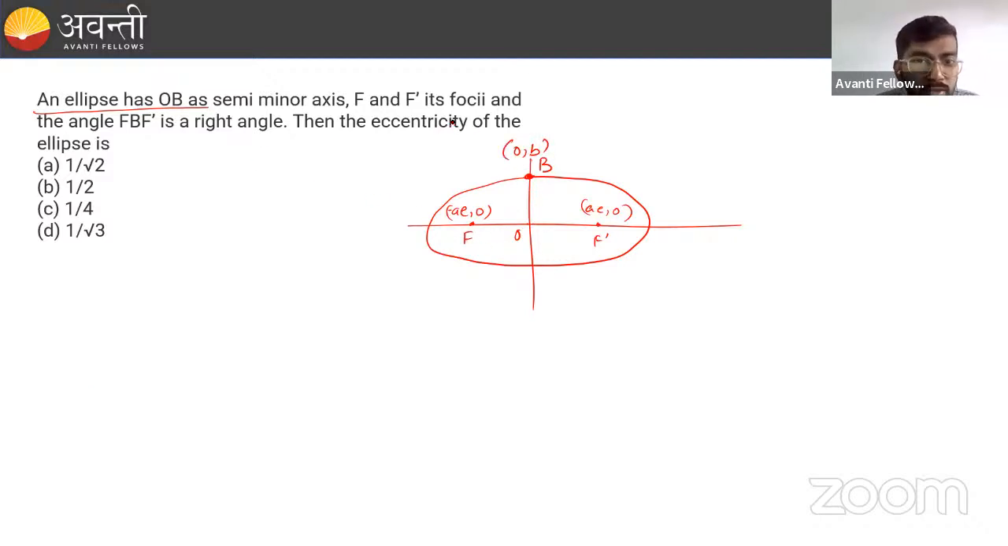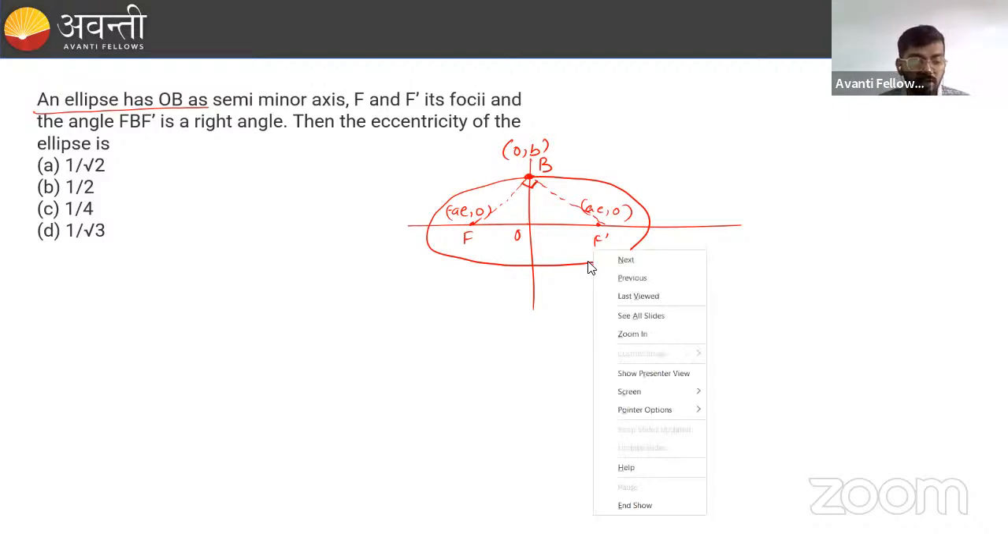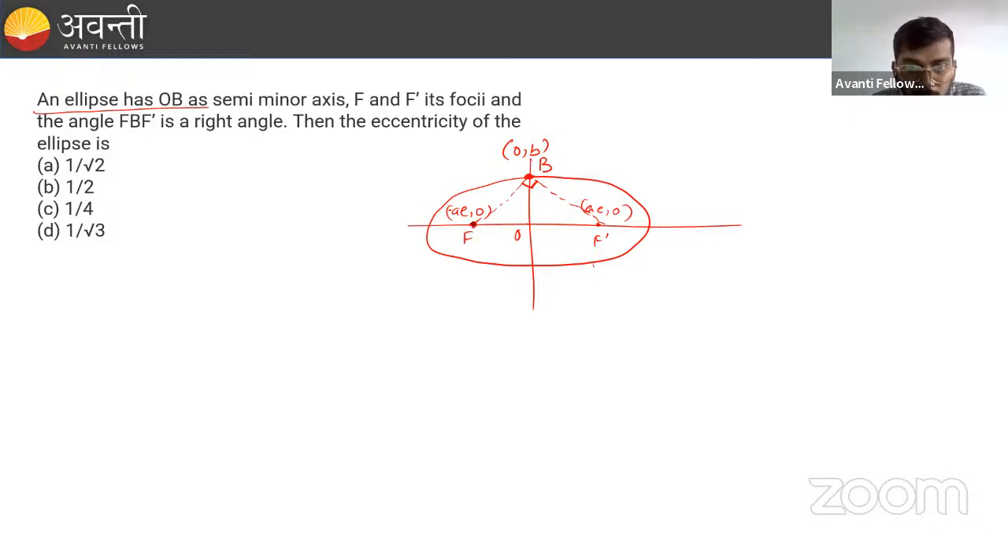Okay. So what this question is saying is FB F dash is a right angle. Now we have to find the eccentricity of the ellipse. So what is this distance? These two distances are same, right? We know that distance between the foci is 2AE.